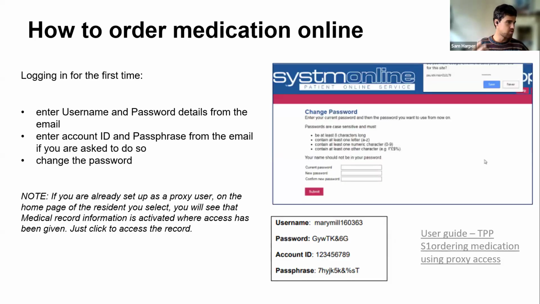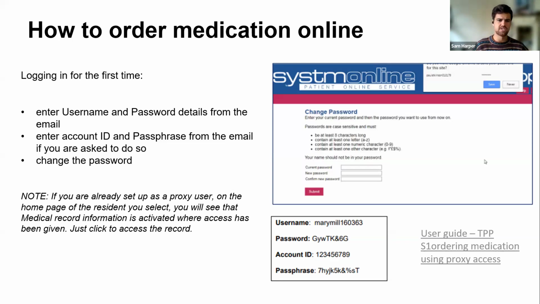So using System 1, also known as TPP. Again, the GP practice will choose the system. They will set up the system for you. They will add the patient record on there. They will then give you the login details. And that's where you will then go ahead and follow through this process if you're using that system.